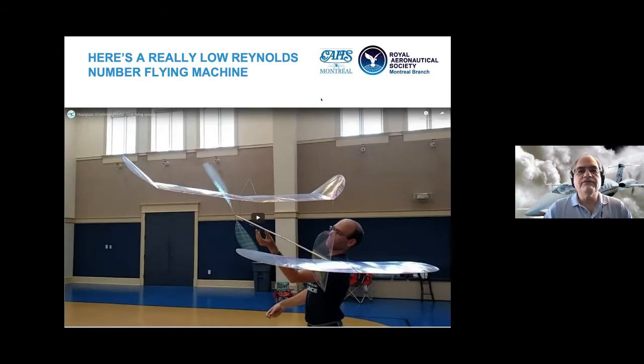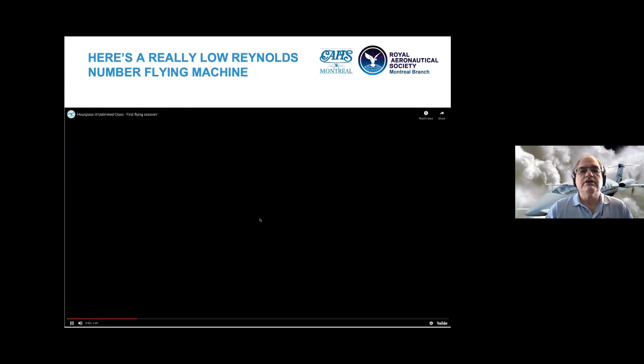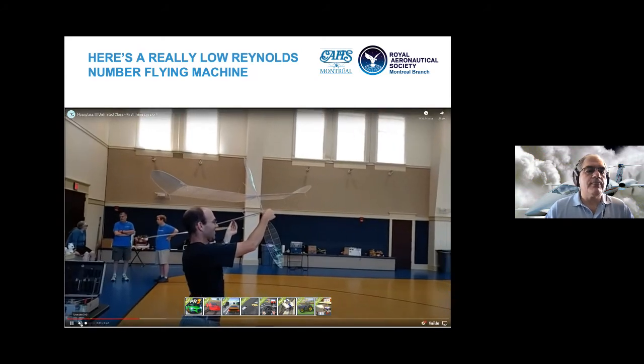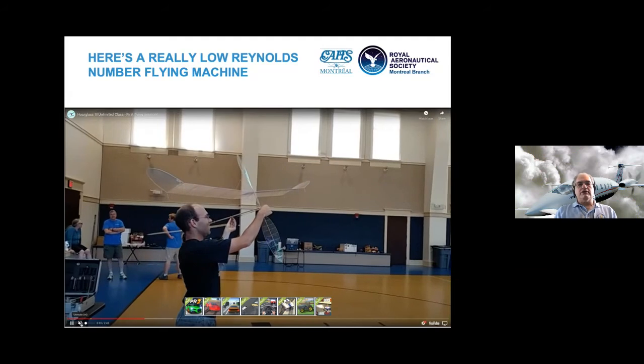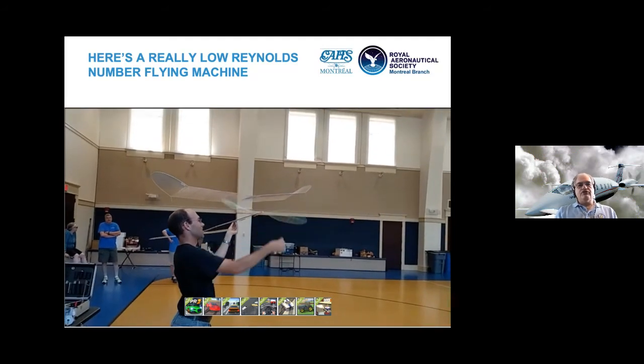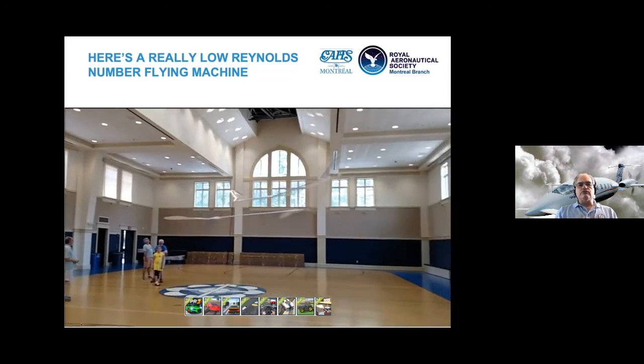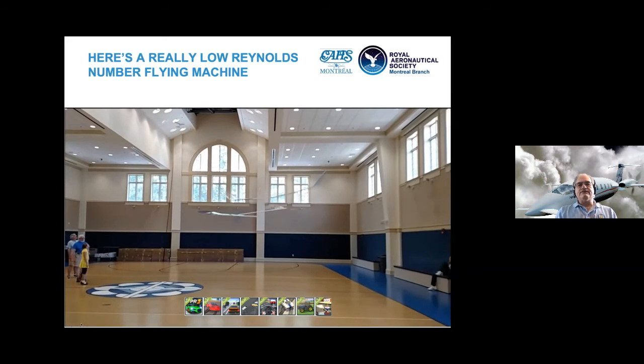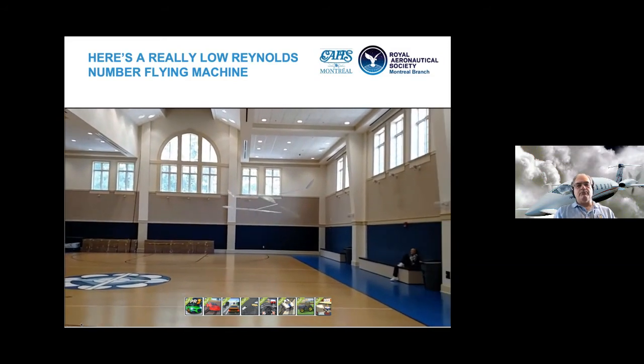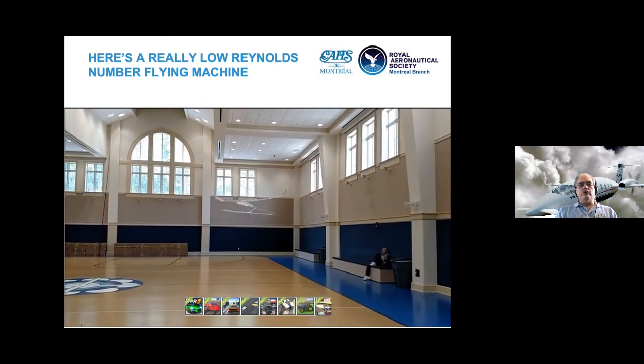This is what a vehicle that's designed for low Reynolds number looks like in flight. Now, there's a couple points I want to make here. One is, notice the thin, wispy wings. Notice the incredibly slow velocity. This is not a hot air balloon, right? This is an airplane that's apparently floating in air. It doesn't seem to obey the sort of equations that we would expect it to.